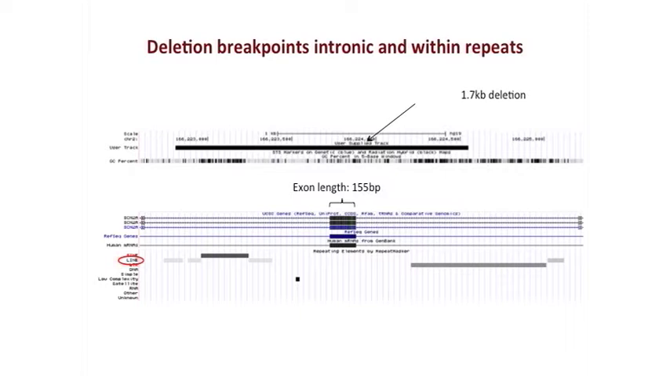In this case, the breakpoints are actually in the intron, flanked by repetitive sequences. So we wouldn't have found them by microarrays because it's too small. We wouldn't have found them by exome sequencing. It was really the whole genome sequencing that allowed us to find this small exonic deletion.